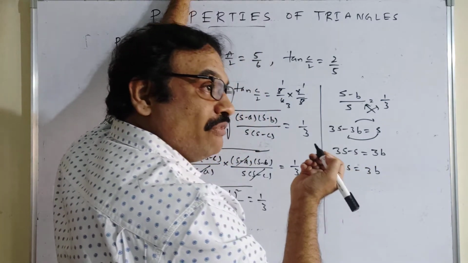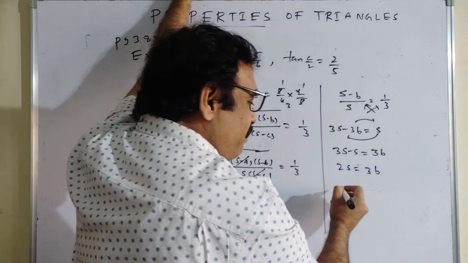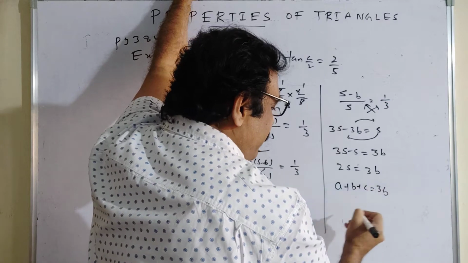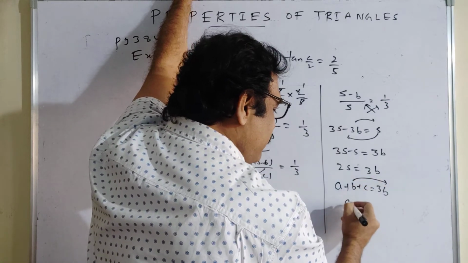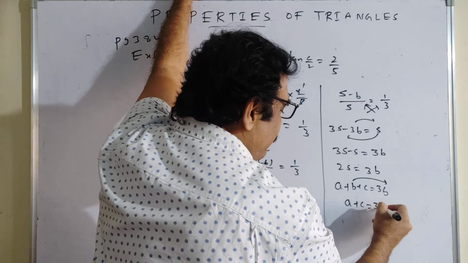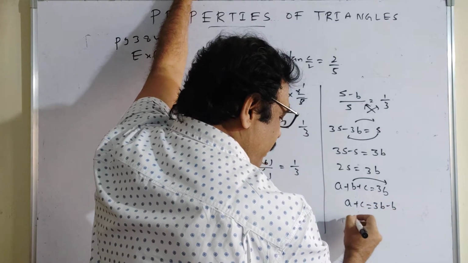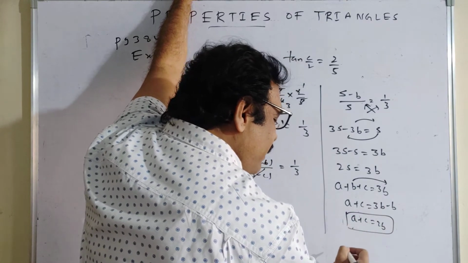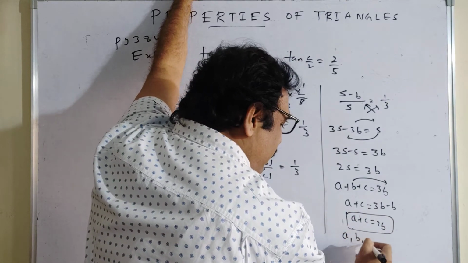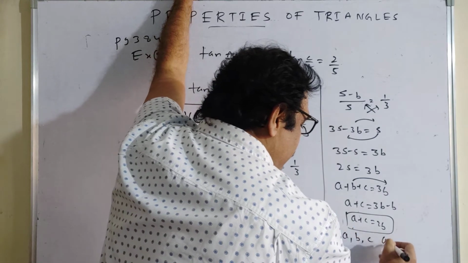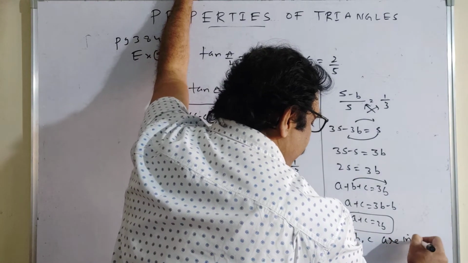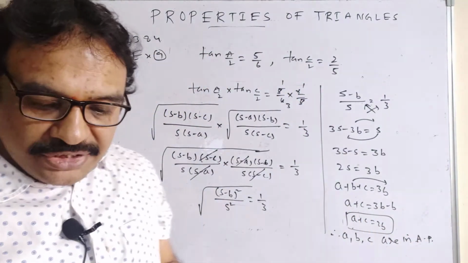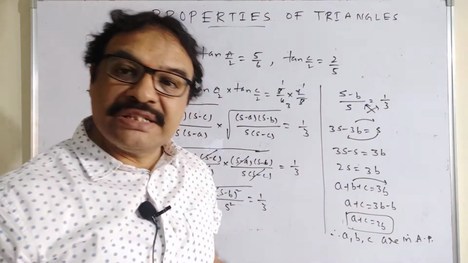As we have discussed earlier, 2S is the perimeter of the triangle. You are getting A plus B plus C is equal to 3B. Now, transposing to the right hand side, A plus C is equal to 3B minus B. So A plus C is equal to 2B. Therefore, we say that A, B, C are in arithmetic progression. We say that this is nothing but AP. Hopefully, you have understood this problem. I'll be going with the next example.